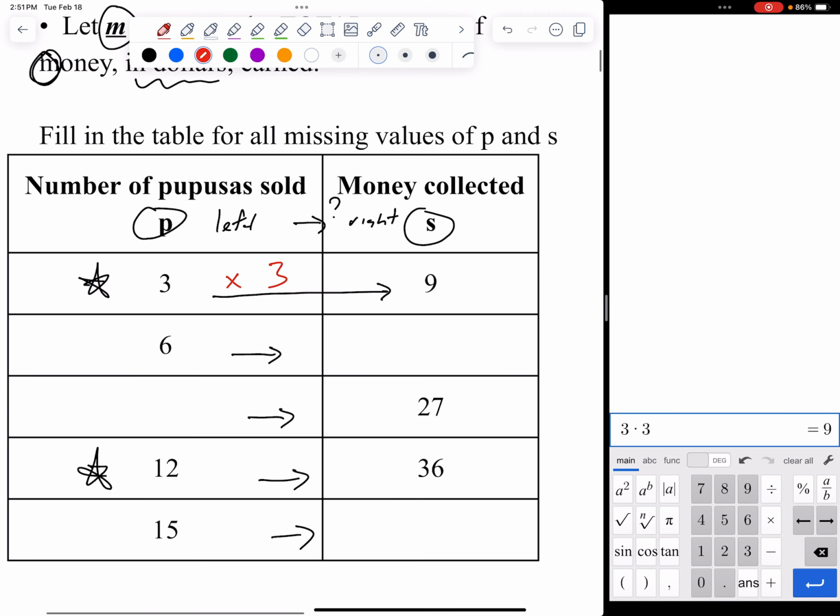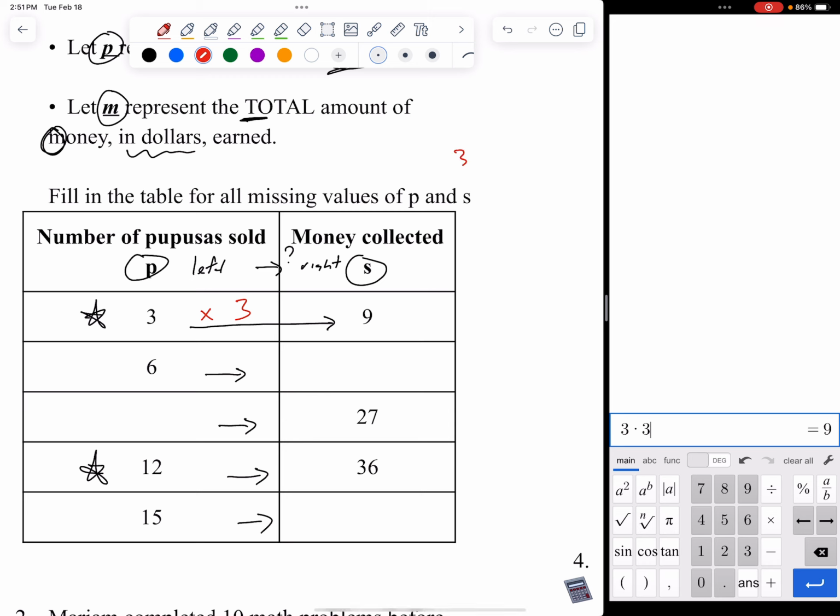Well, let's think about it. These are the number of pupusas sold and the money collected. So for 3 pupusas, I got $9. So think about what I'm asking you. How much was each pupusa? What would you normally do? And in this case, hopefully you're getting in the right mindset as me. Well, if I had $9, I'm going to divide that by the 3 pupusas.